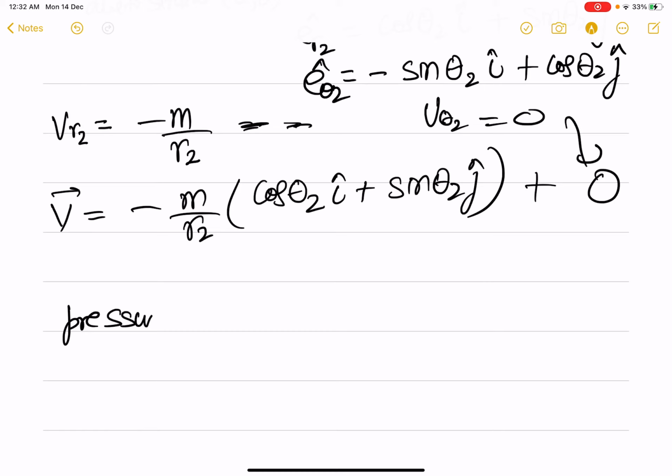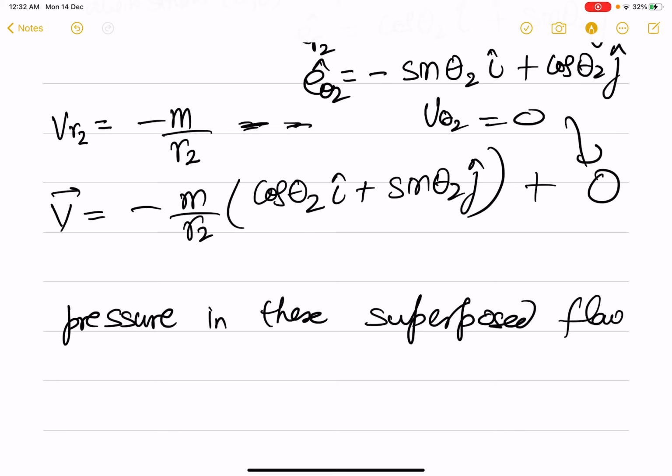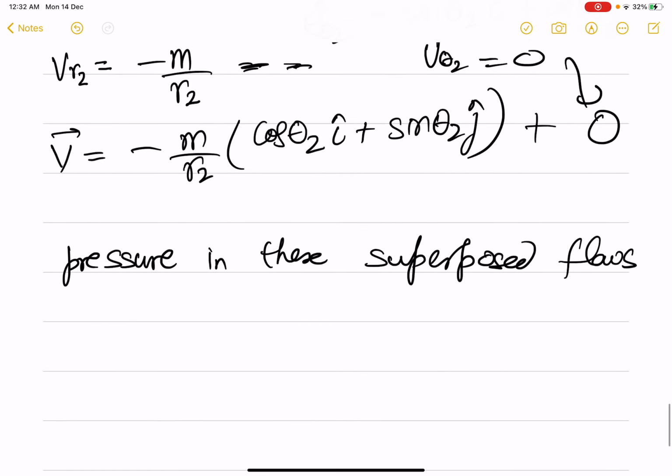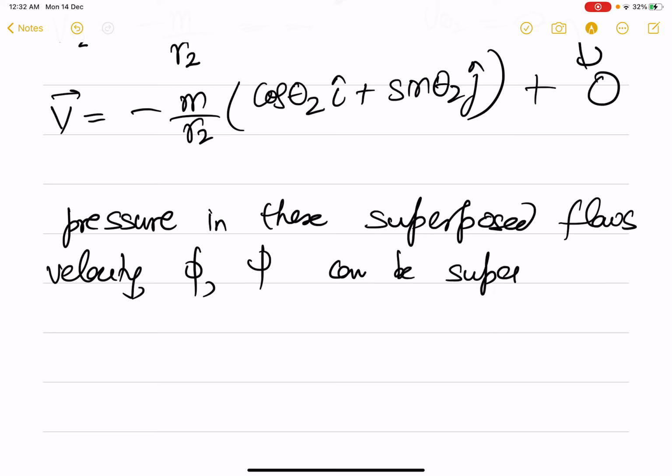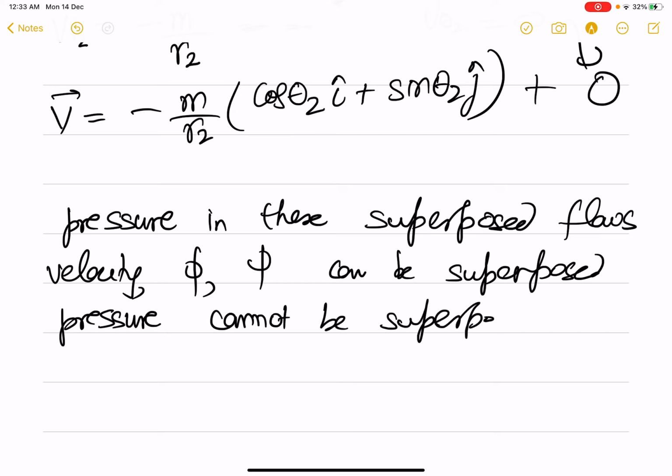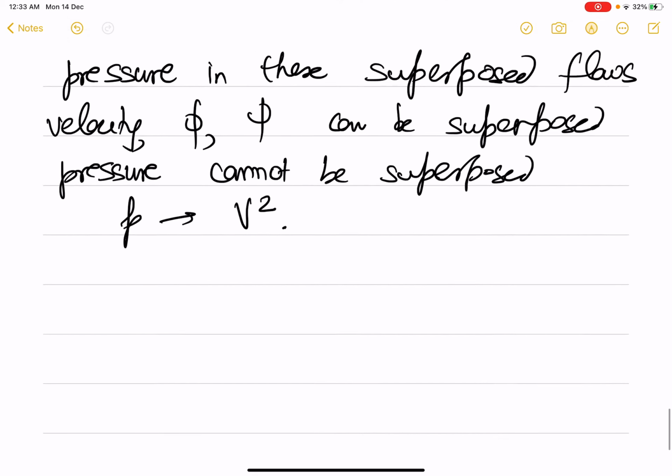Now, one thing which will happen is after we superpose these, how do we find pressure in these flows? Superposed flows, how do we find pressure? What you realize is that while velocity, phi, psi can be superposed, pressure cannot be superposed. Why can it not be superposed? Because pressure in these flows goes like V square. So it's a non-linear term.